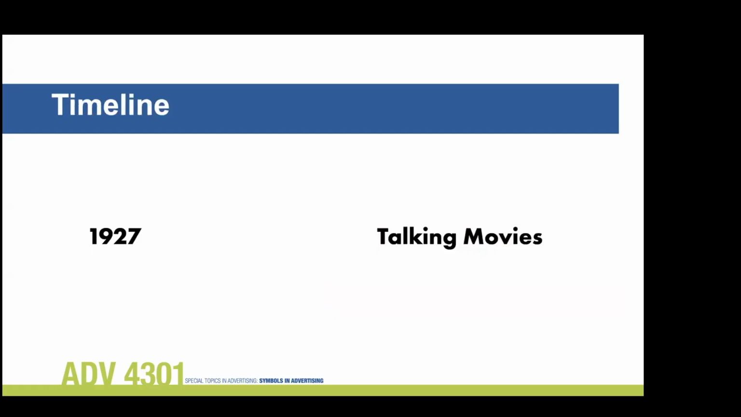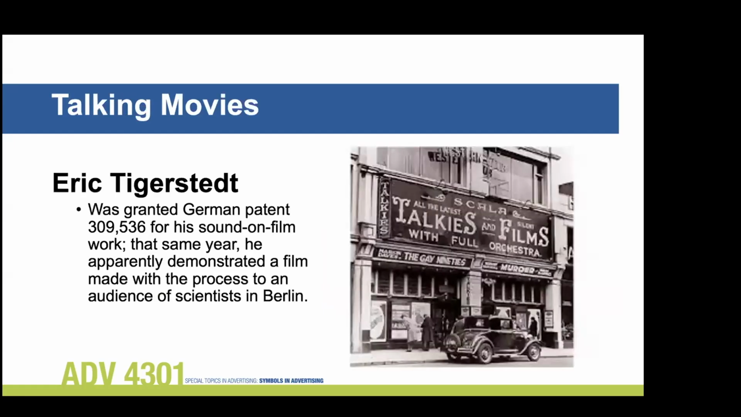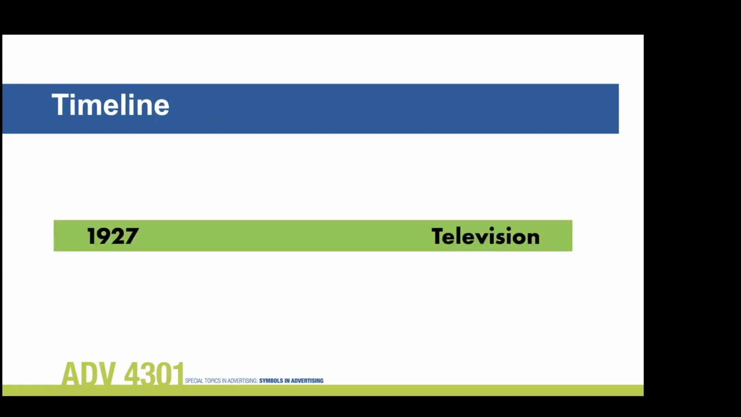In 1927, we had talking movies come to the forefront, and they called it sound on film work. So Tiger Stedt, I think is how you say his name, was granted the German patent for his sound on film work. And the same year, he demonstrated a film that was made with the process to an audience of scientists in Berlin. So you see, things are going really fast now. Okay, 1927 also, two inventions in the same year.